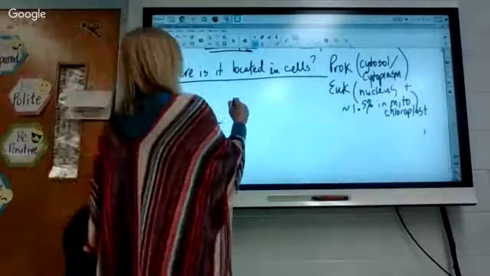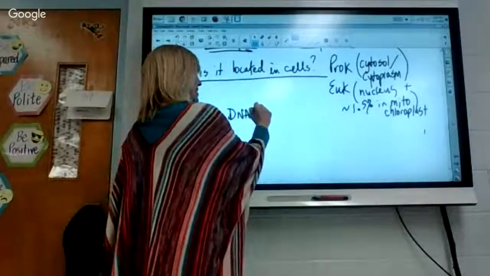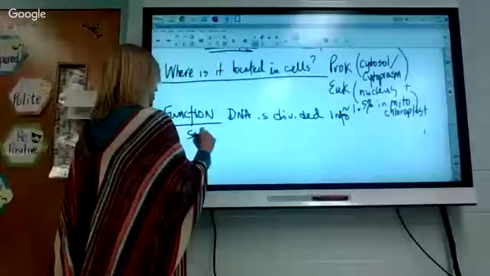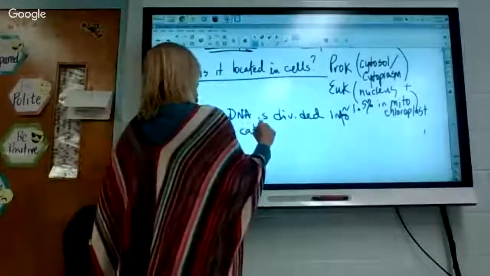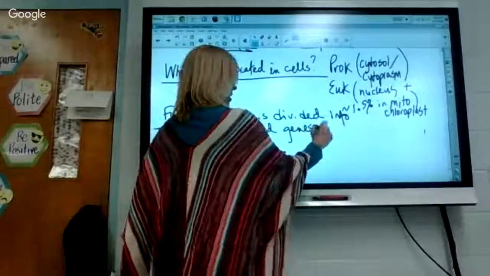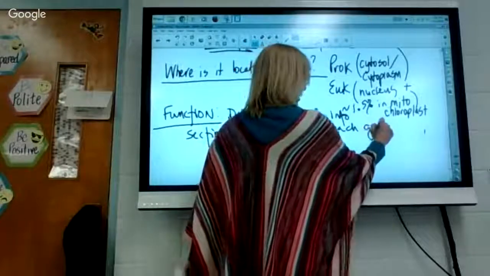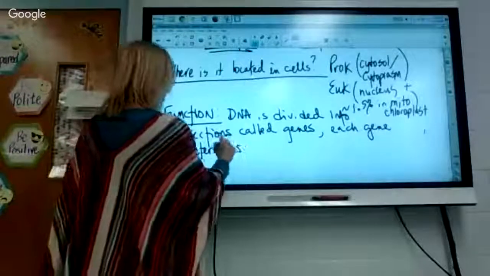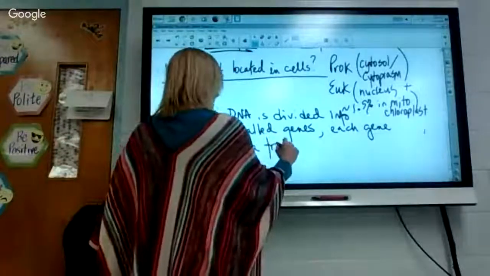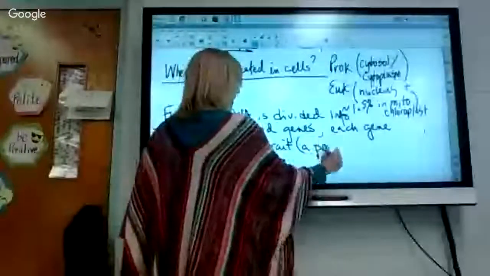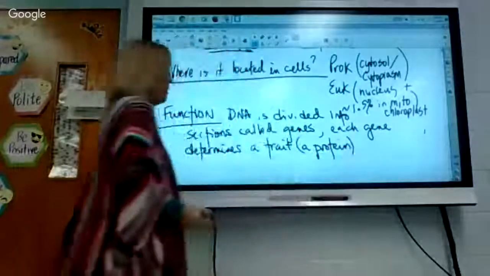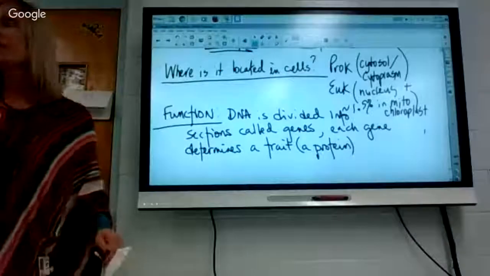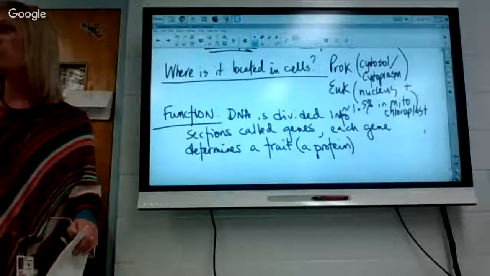So the function is, DNA is divided into sections called genes. And each gene determines a trait, which is a protein. Now, it doesn't mean that it would translate just into the size of your foot or the color of your eyes. I mean, that's true, but there are tons of enzymes that are involved in all these chemical reactions that determine those things.